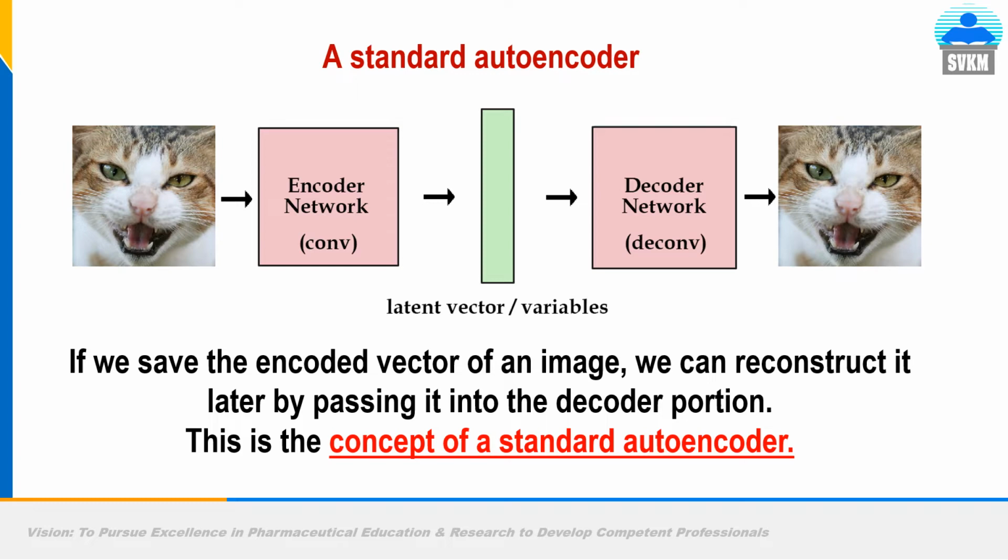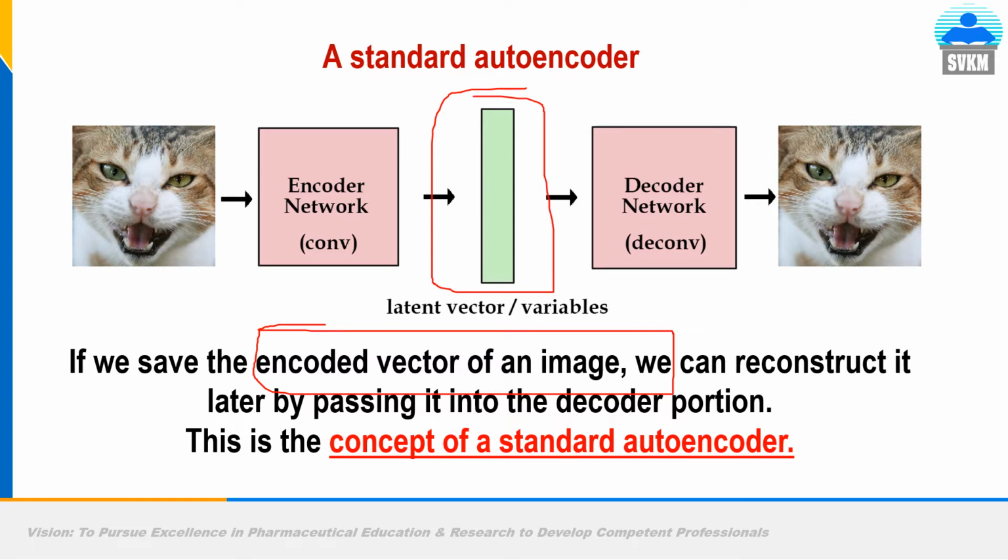So if we save the encoder vector of an image, that is this one, we can reconstruct it or we can sample more points just by passing it into the decoder portion.